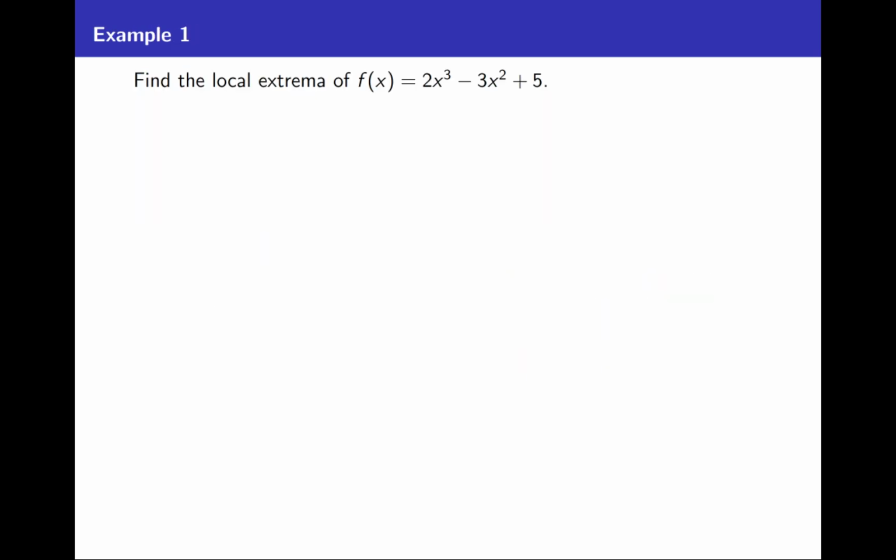So let's look at some examples. In example 1, let's find the local extrema of the function 2x cubed minus 3x squared plus 5. And we'll apply our procedure. Step 1 was to look for the critical points of f. And remember, that involves finding the derivative. F prime of x is 6x squared minus 6x.